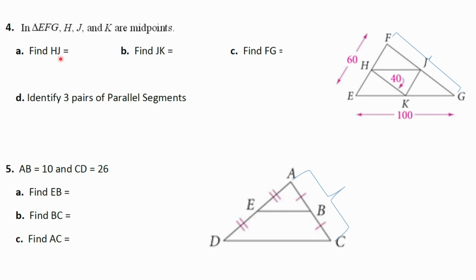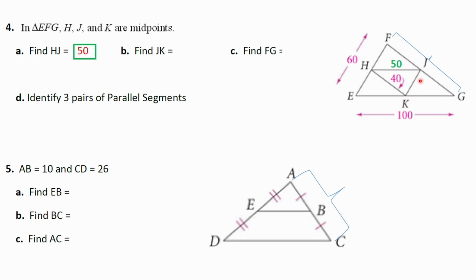It says we want to find the length of HJ. HJ is this midsegment right here. Since H, J, and K are all midpoints, when they are connected, this is a midsegment. And the midsegment, based on our midsegment theorem, is going to be half as long as the third side. The third side that it's not connected to here is EG, which is 100, which means that HJ is going to be a length of 50.